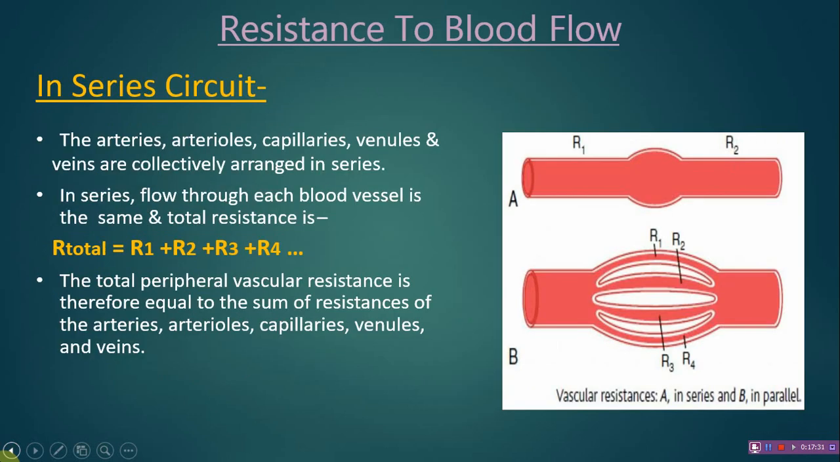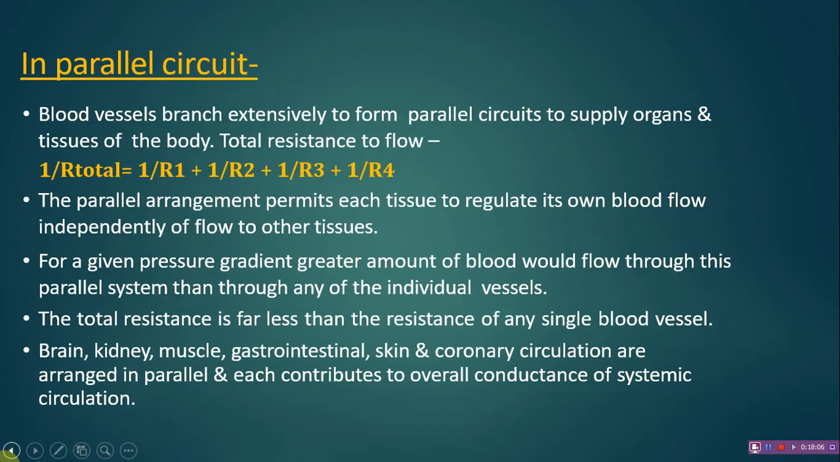Now coming to the resistance to blood flow. There are two types of circuits in the body, the series circuit and the parallel circuit. First, coming to the series circuit. The arteries, arterioles, capillaries, venules and veins are collectively arranged in series. In series, flow through each blood vessel is the same and total resistance is equal to the sum of the resistances, like R total equals R1 plus R2 plus R3 and so on. The total peripheral vascular resistance is therefore equal to the sum of the resistances, as you can see.